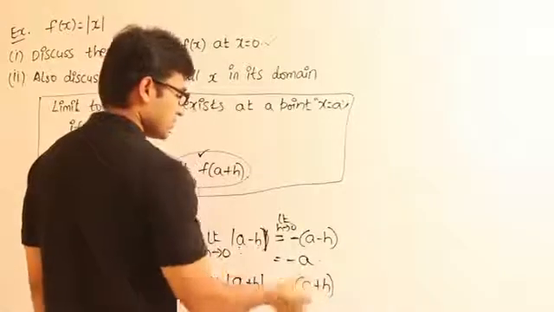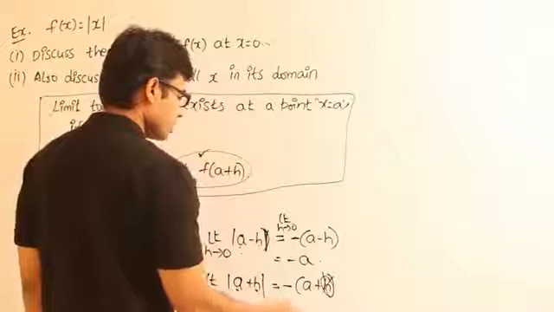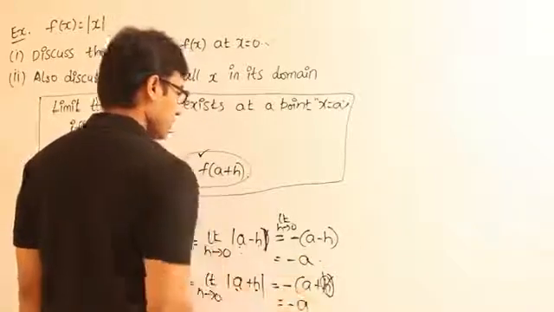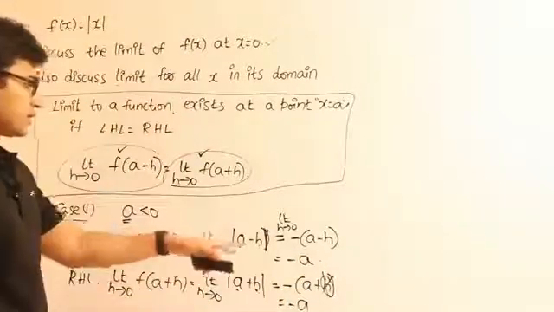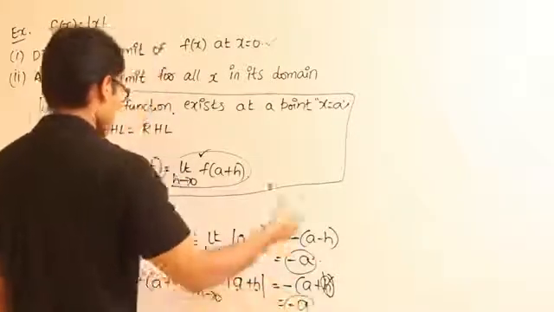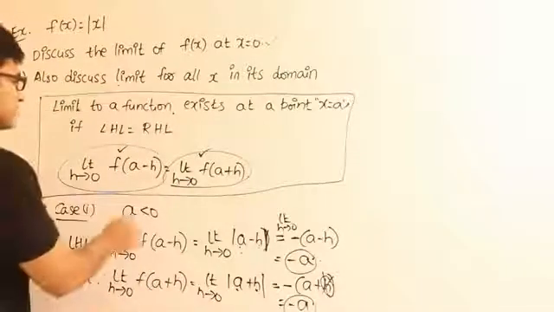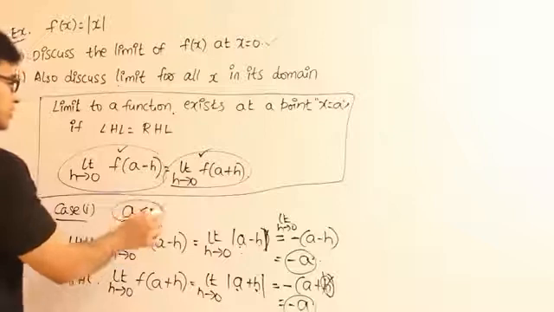So in that case, if you put limit h tends to 0, which means in place of h you put 0, this one is going to be minus a. So both of them you have to apply limit h tends to 0. Then you are going to get that left hand limit is equal to right hand limit, and so the limit exists for all values of x less than 0, which means for all the negative numbers limit exists.